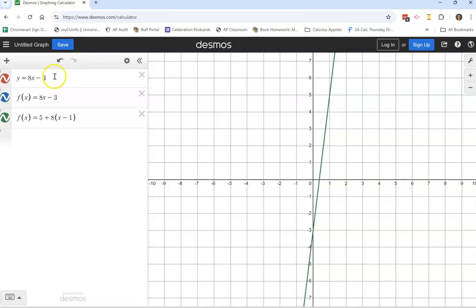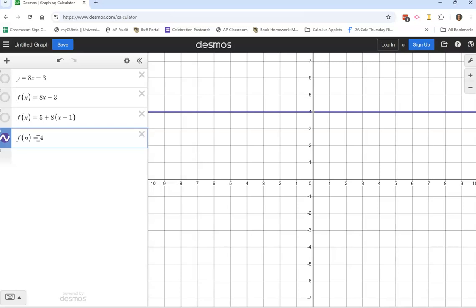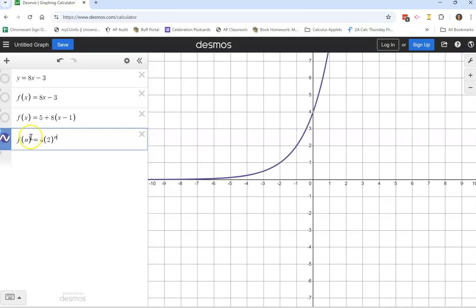I'm going to leave these graphs here, but I'm going to turn them off so that we're not looking at them. And now if we wanted to graph an exponential function, a continuous exponential function, I could graph it in the form of, let's say f of n, where our function starts on the y-axis at the number 4 and the common ratio or growth factor is 2. So I could graph the function this way.